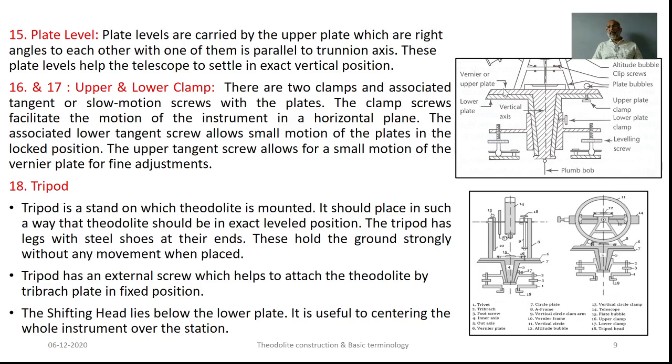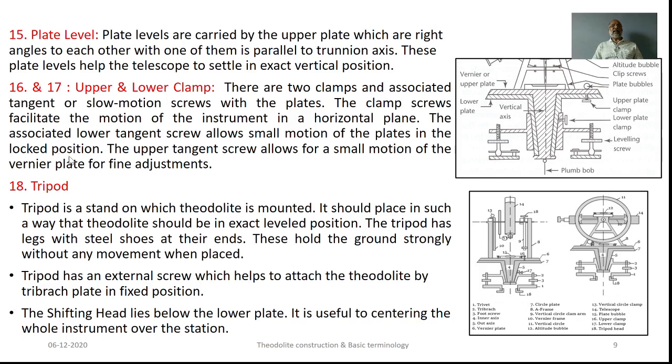The upper plate is provided with this particular horizontal level tube. There could be two plate level tubes placed perpendicular to each other, or otherwise there could be simply one plate level which is essentially used for leveling of the equipment.